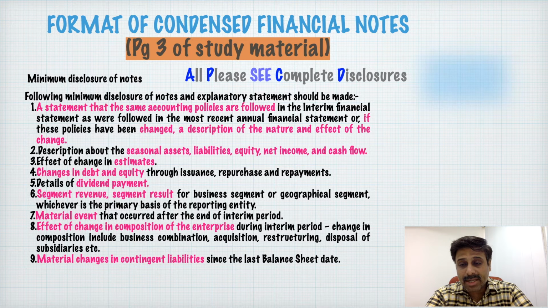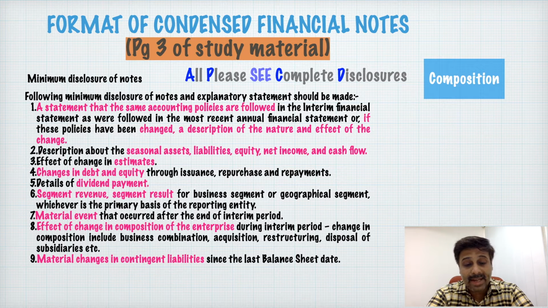Then C stands for again 2 points, point number 8 and 9. Composition means amalgamation, reconstruction, holding and subsidiary. Any such change in composition must be disclosed. And the 9th point, any change in contingent liabilities must be disclosed.